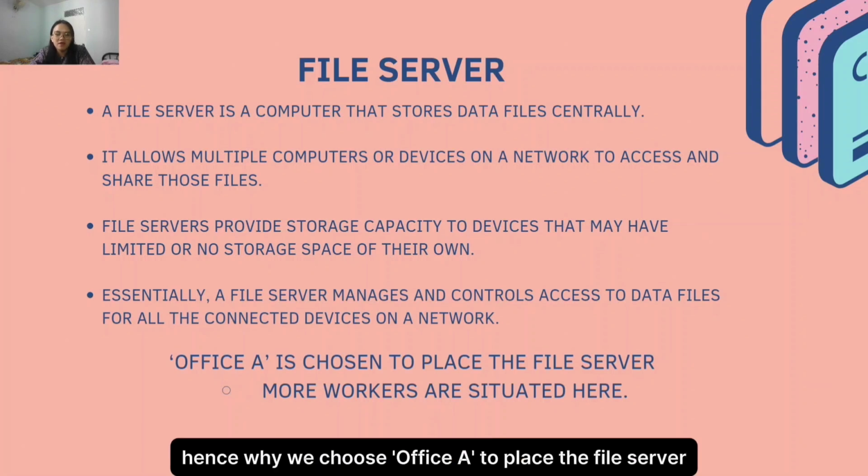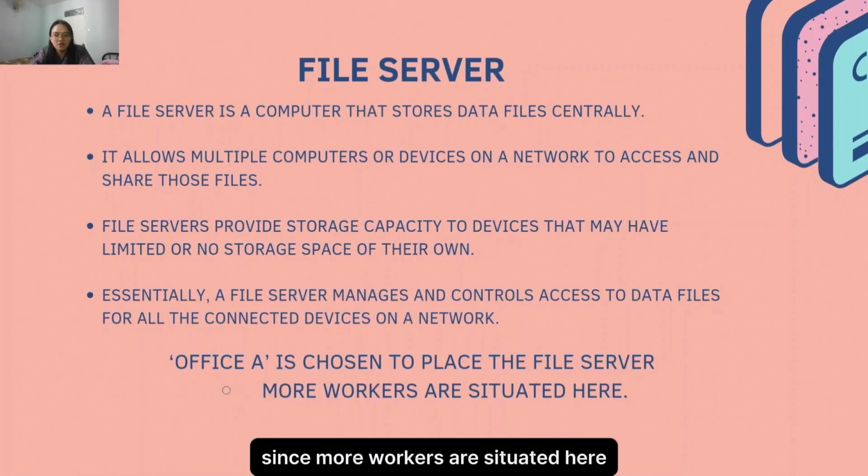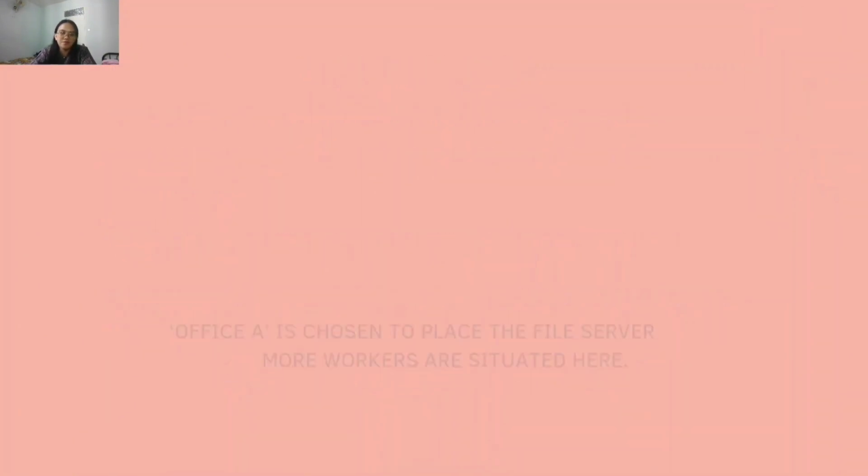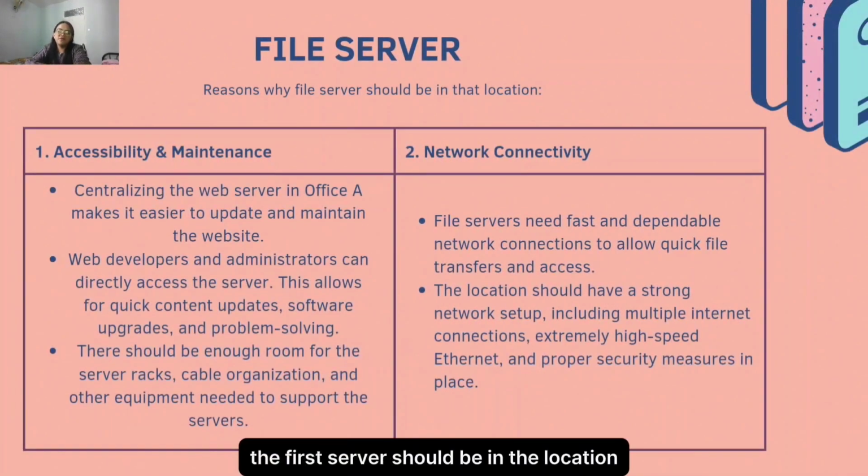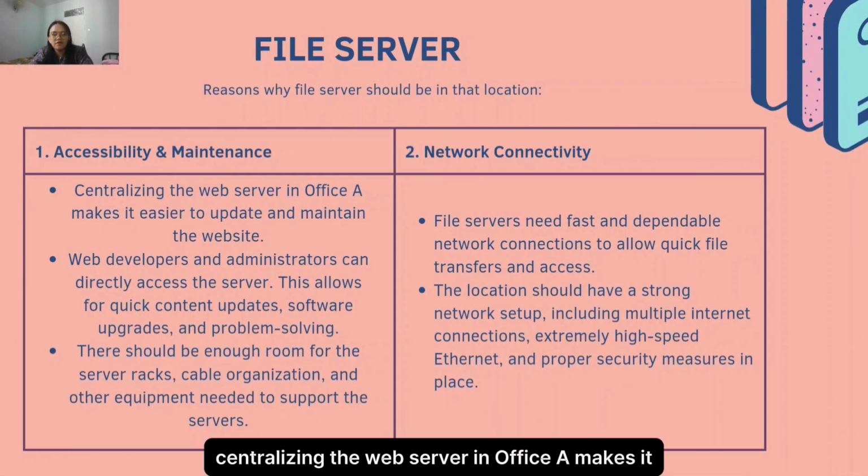Hence why we choose Office A to place the file server, since more workers are situated here, so the activities are more on this office. So these are the reasons why the file server should be in this location. First is due to accessibility and maintenance. Centralizing the server in Office A makes it easier to update and maintain.